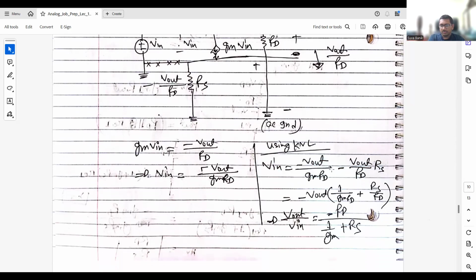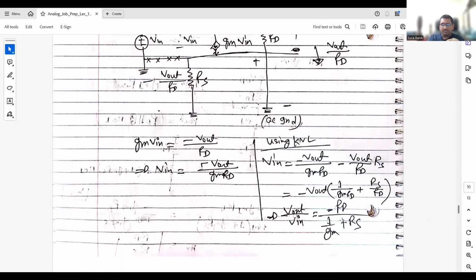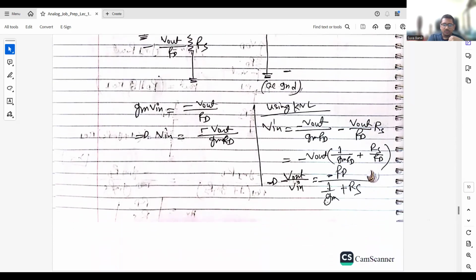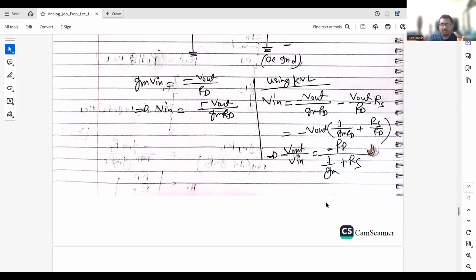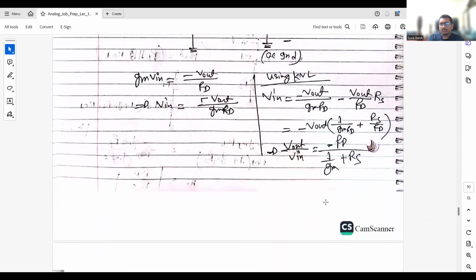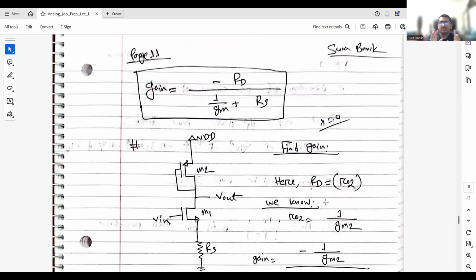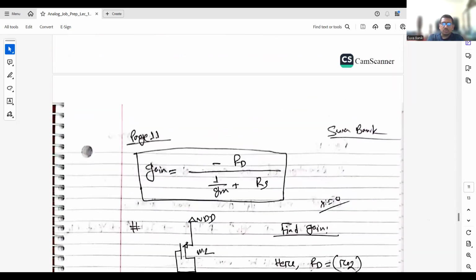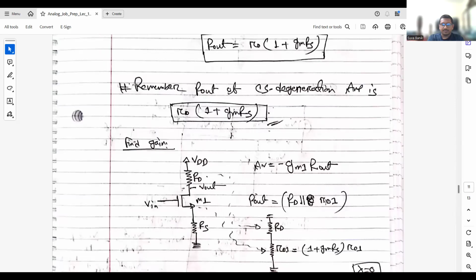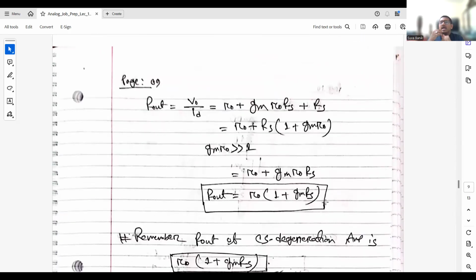So if we just put the V in value and did some mathematics, we'll find this equation. It may be complicated for you to remember, but just remember this thing: the gain of a common source amplifier with source degeneration is minus RD divided by 1 over GM plus RS. And you also should remember the output resistance of a common source amplifier with degeneration.